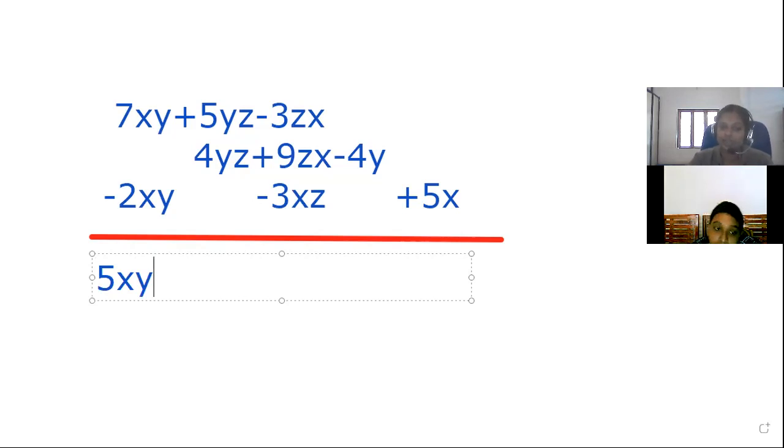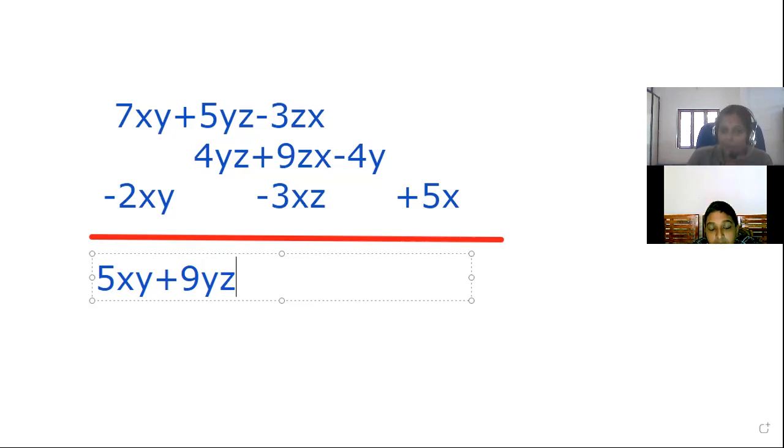Then look at the next terms, that is yz. 5yz plus 4yz. Here we just add the coefficients, because the variables are the same. Add the coefficients, then place the variable as it is. Plus 5 plus 4 gives 9. That is 9yz.